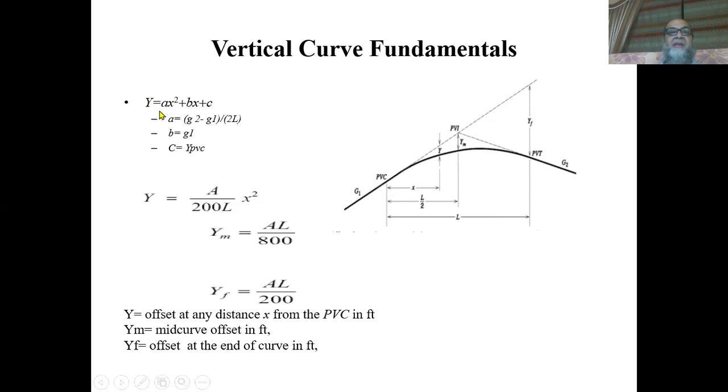Then the coefficient A can be calculated very easily using the curve fundamentals. You can find the value of A as G2 minus G1 divided by 2 times the length of the curve. And mind you, G2 and G1 should be in percent. Then the coefficient B is simply G1. So for instance, if G1 is say 2%, it will be 0.02 and so on and so forth.